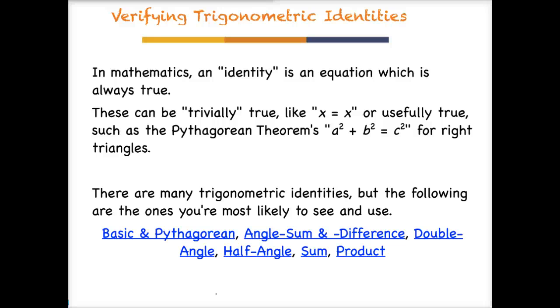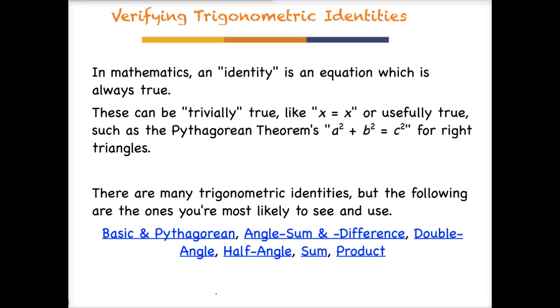In today's lesson, we'll be verifying trigonometric identities. In mathematics, an identity is an equation which is always true. It could be something that's trivial, like x equals x, or more useful, like the Pythagorean theorem, a squared plus b squared equals c squared, which helps us to solve right triangles.